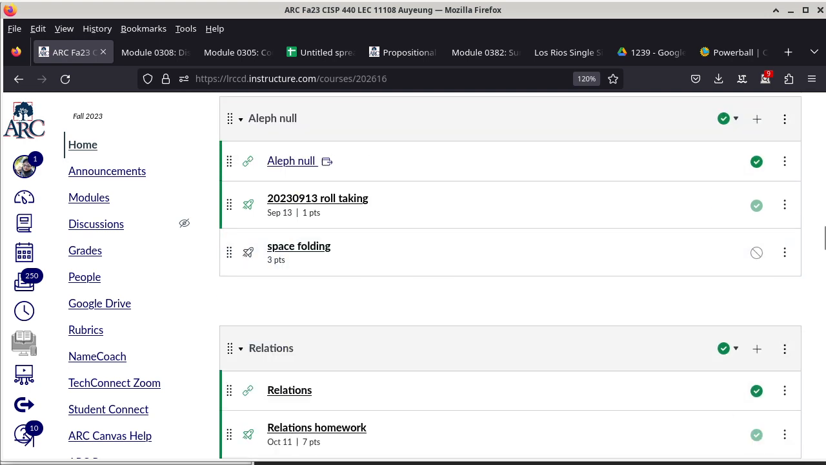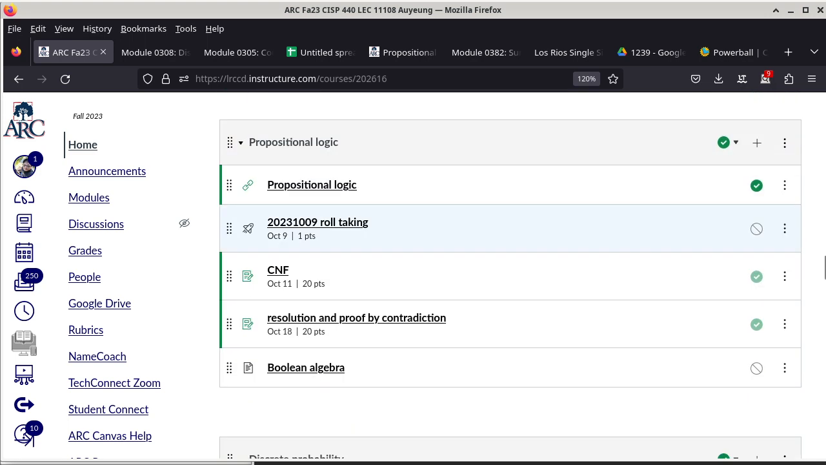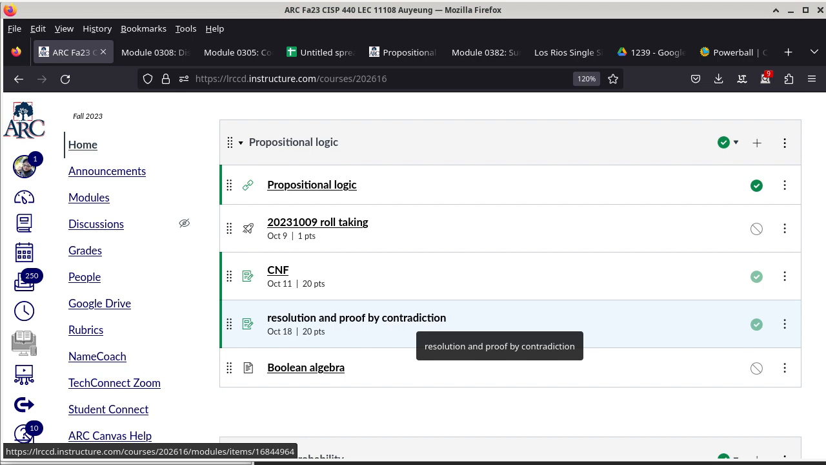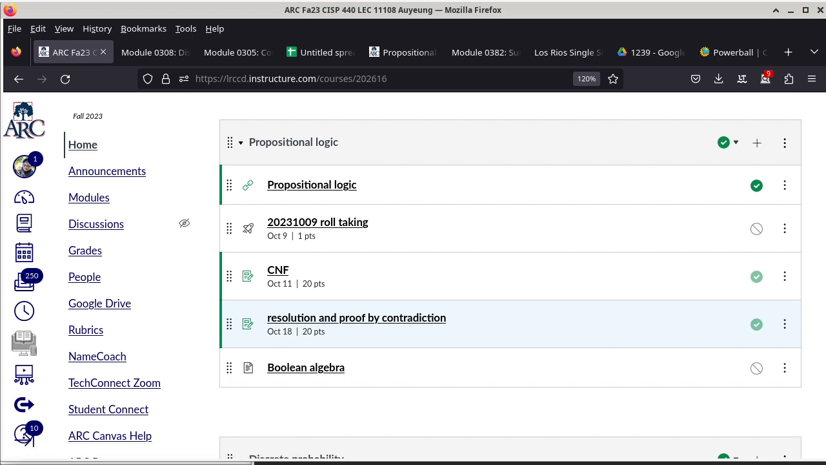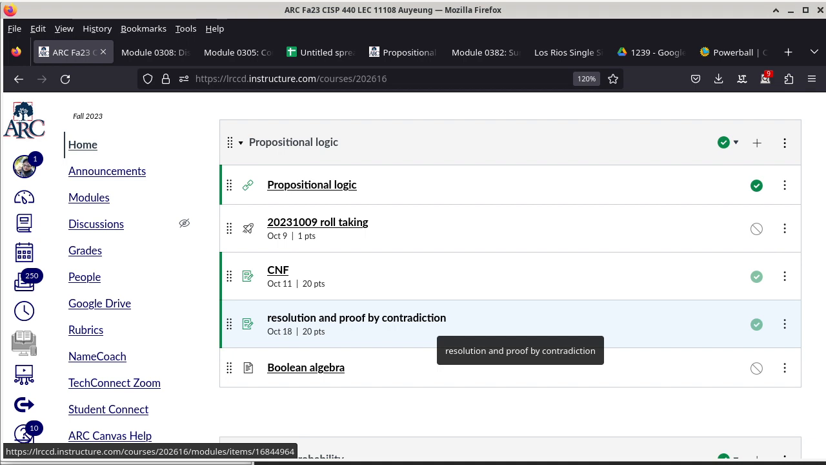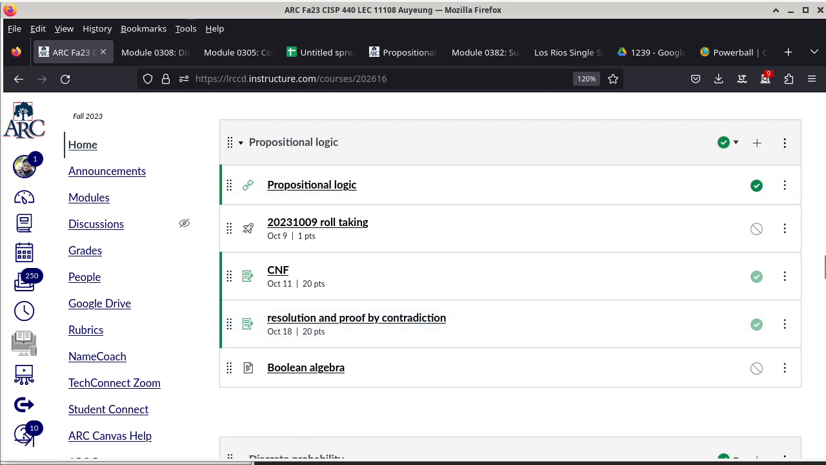So we are currently done with propositional logic. This is the last homework assignment. It's due today. I am going to talk about the solution of this homework assignment on Monday. That way, I can pre-record everything for today's lecture and give it to you even before the due date of the homework assignment. So the homework assignment basically concludes the entire section for propositional logic.